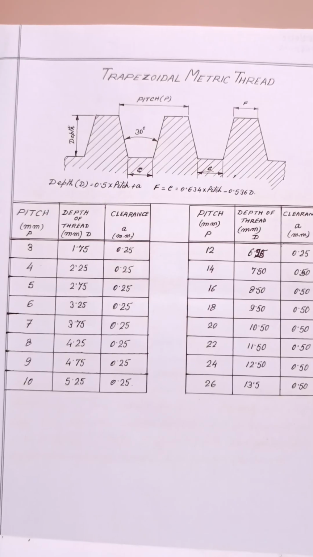I hope that you have understood this topic. Mostly all standard threads have standard charts. In that chart you will find pitch, depth of cut, top diameter, outside diameter, core diameter, everything maintained there, and mostly they follow it. So this is the end of this topic.